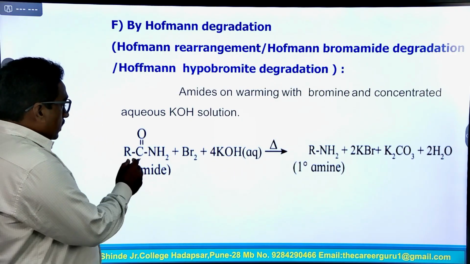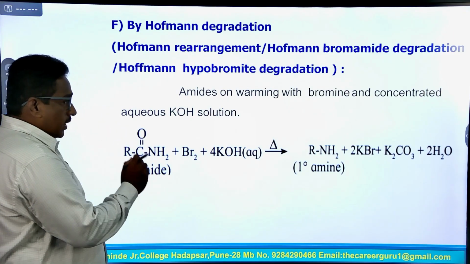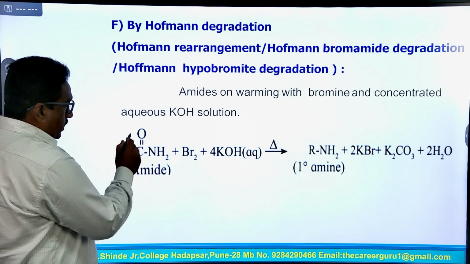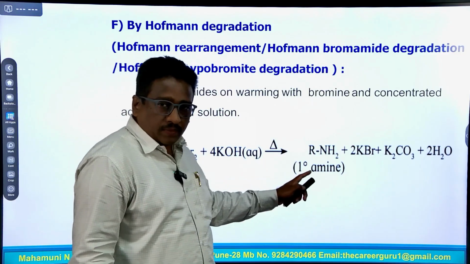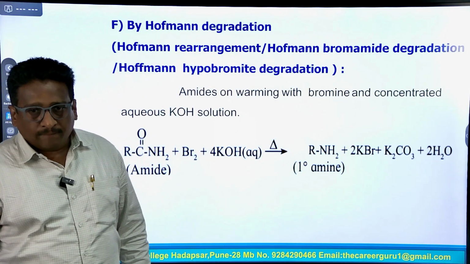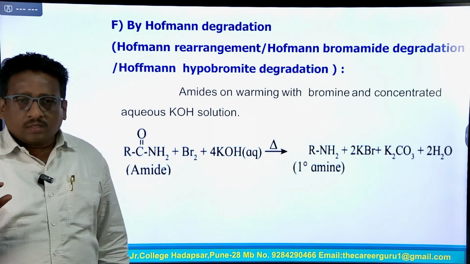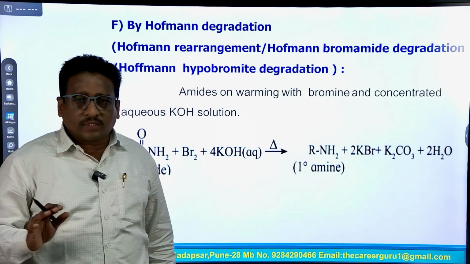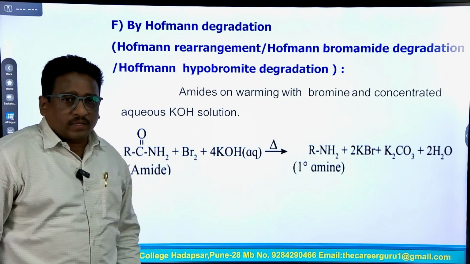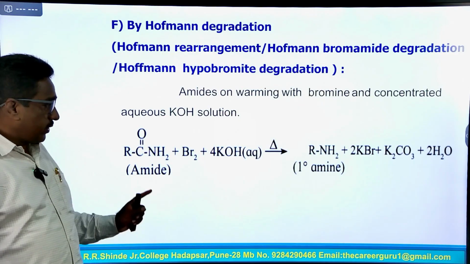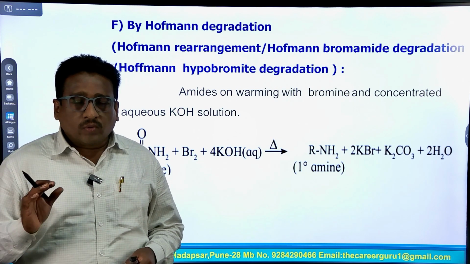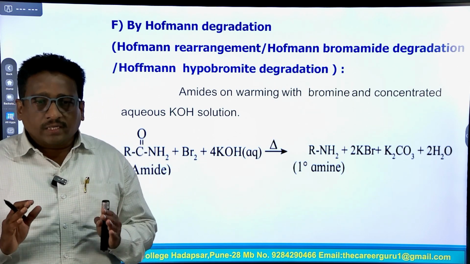In this reaction, the carbonyl group is removed and RNH2 is formed. This NH2 group is attached to the alkyl group, and with removal of the carbonyl group we form RNH2, a primary amine, plus twice KBr plus potassium carbonate and water. So, this is also a method for preparation of primary amine from amide, but in this reaction the amine has one carbon atom less than the corresponding amide molecule. Hence it is called degradation. Degradation means one carbon atom less than the corresponding reactant molecule.